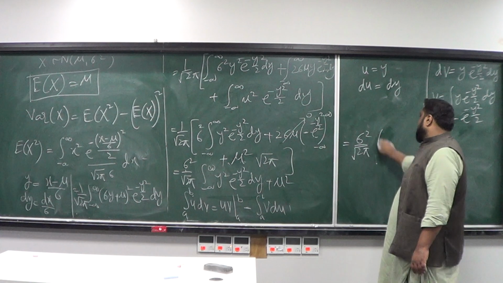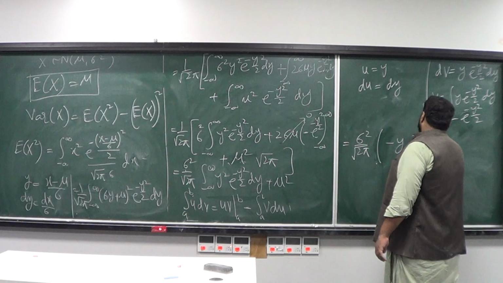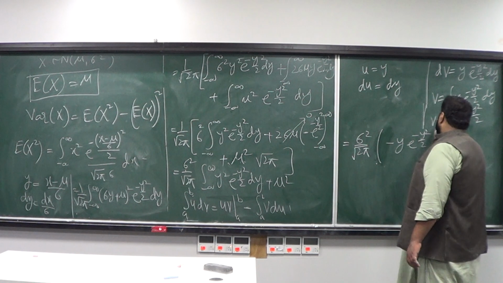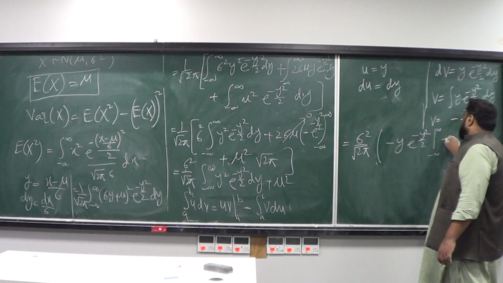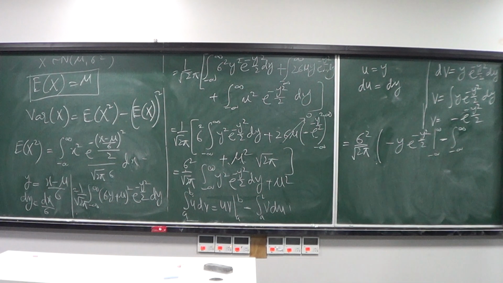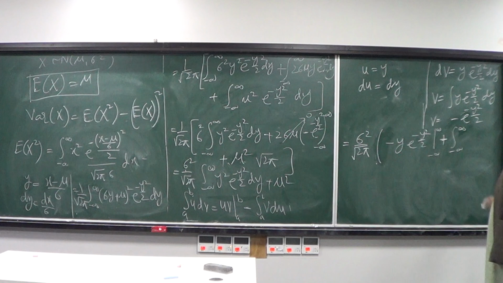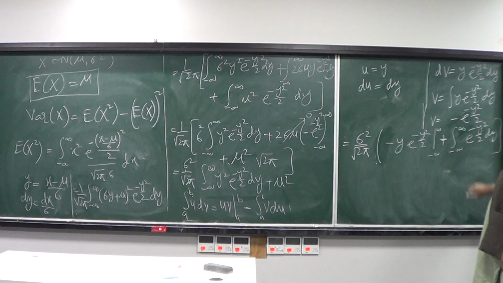So the first term is going to be uv, which is y times minus e to the minus y square by 2, and substitute the limit minus infinity to plus infinity. And minus integral of v du, so minus infinity to plus infinity, and v is minus y square by 2, so this would be plus e to the minus y square by 2 dy. This is what it is going to be.